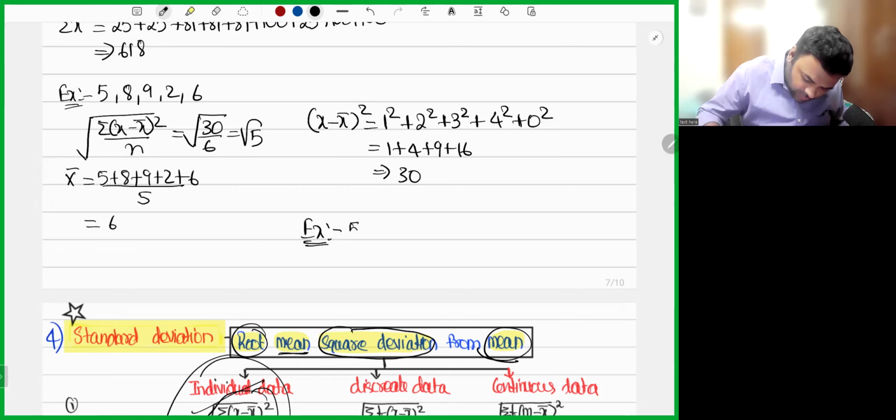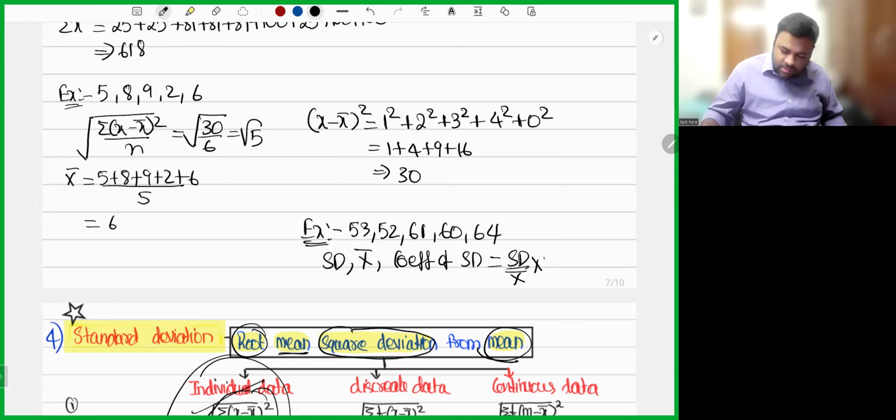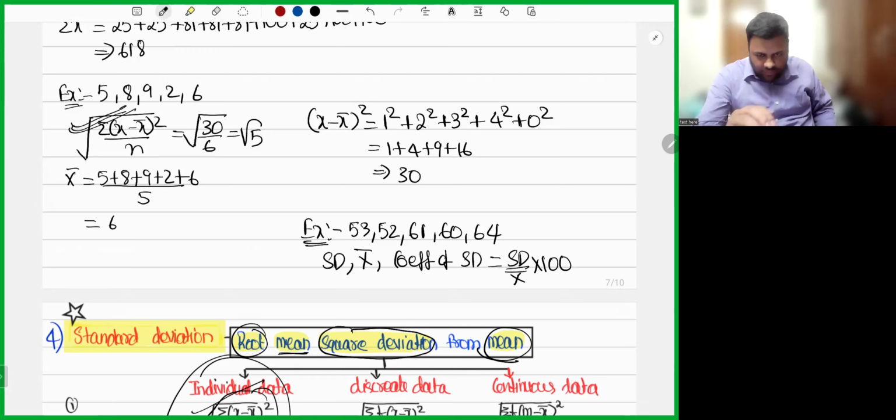$53, $52, $61, $60, $64. Calculate standard deviation, calculate mean, coefficient of standard deviation or variation. How will you calculate? Standard deviation divided by mean into 100. One small suggestion I'll give you. If possible, apply this formula. Okay? Please apply this formula. I'll wait for 5 minutes, not 5 minutes. 4 minutes is enough. Please solve it and tell me the answer.